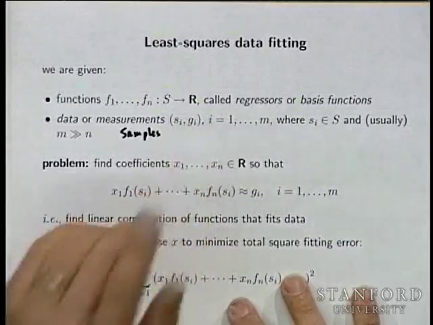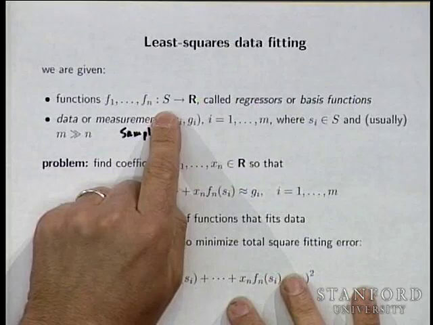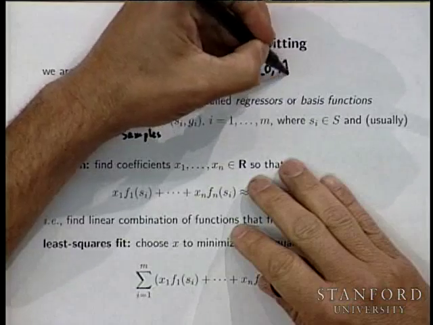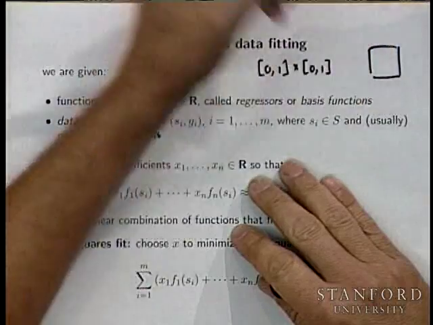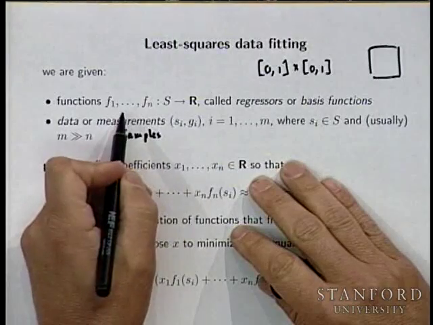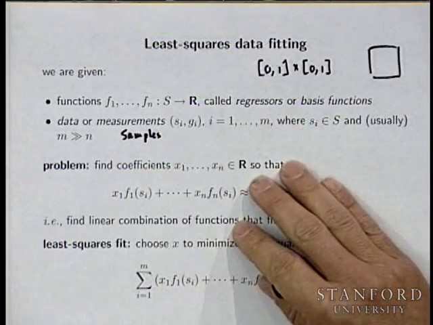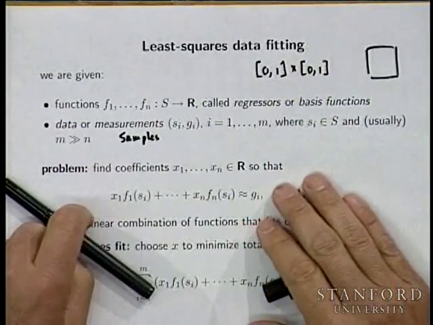And so, for example, let's make this specific. Let's let S be R3 or R2. Let's make it simple. In fact, let's make S [0,1] cross [0,1]. That's the unit square. And so a basis function here is a function from this unit square to R. For example, f1 is just the constant 1.